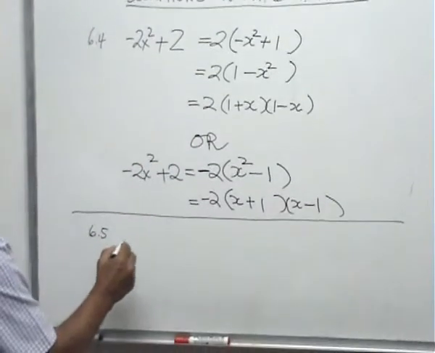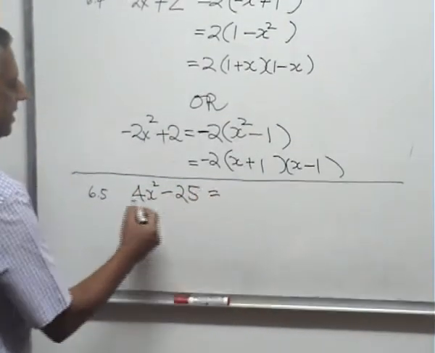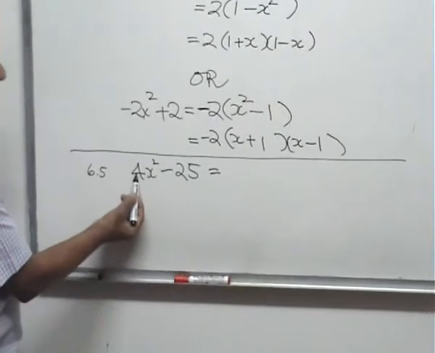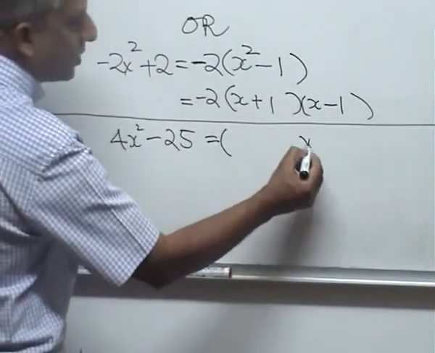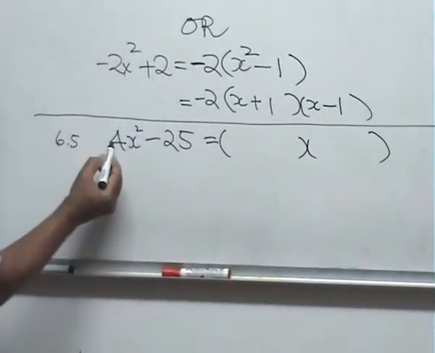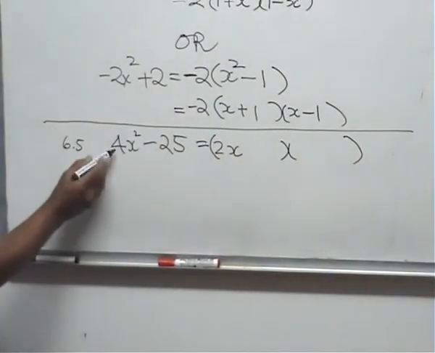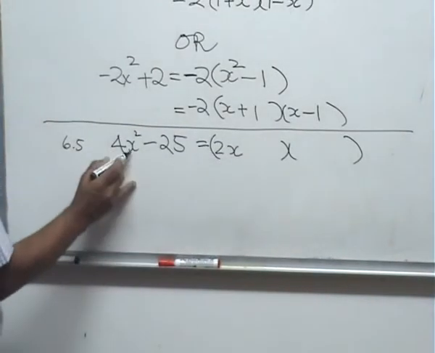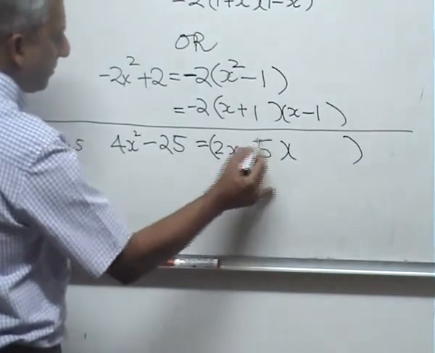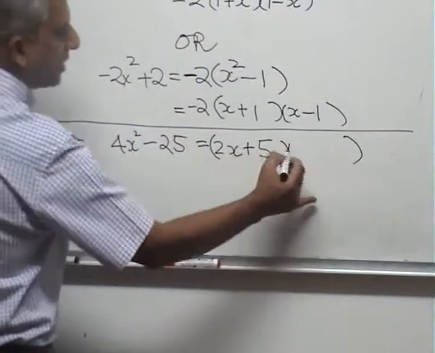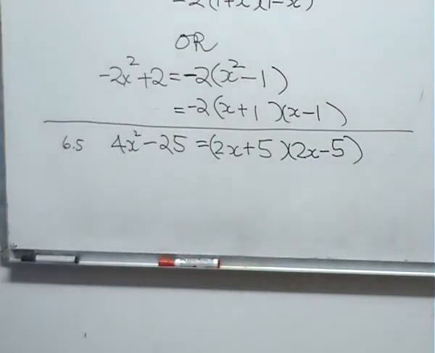Now when you look at 6.5, you've got 4x squared minus 25. It's clearly a perfect square, perfect square, so it's a difference of two squares. Just open two brackets. Square root of 4x squared is 2x. Or if you like, you can say square root of 4, 2. Square root of x squared, x. Square root of 25, 5. One bracket will be plus. The next bracket will be the same thing with a minus sign.